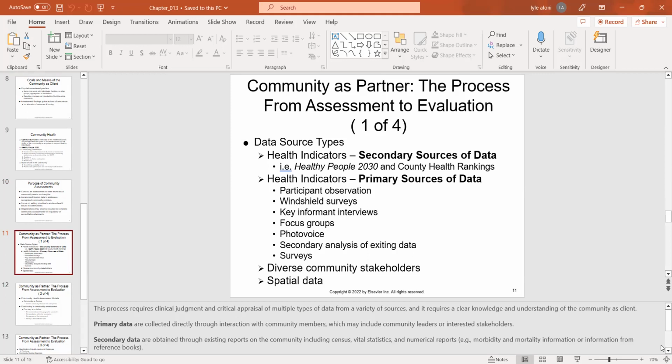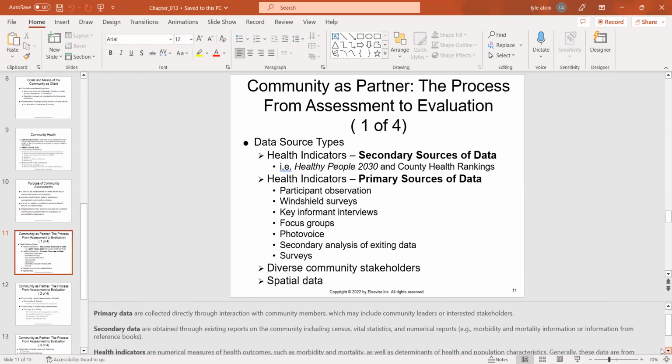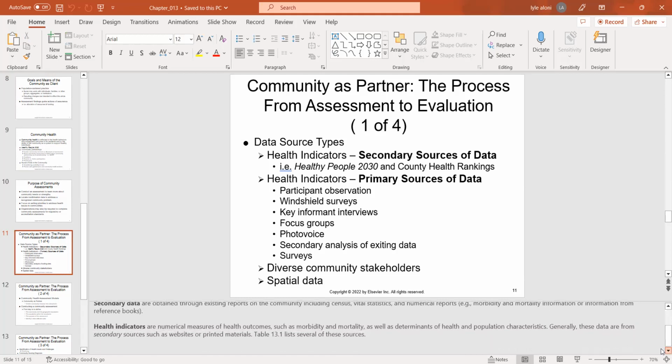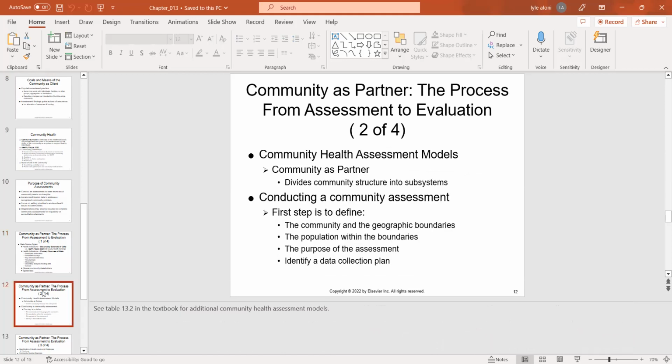So that's something that we want to look at when we're looking at community as the partner. In addition, we have health indicators, which are going to be our numerical measures of health outcomes. So we'll see morbidity and mortality, determinants of health, and population characteristics. We take a look at community as a partner, and we know that our health assessment model is what we follow here. We conduct a community assessment.